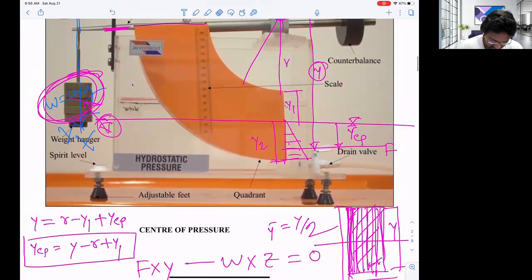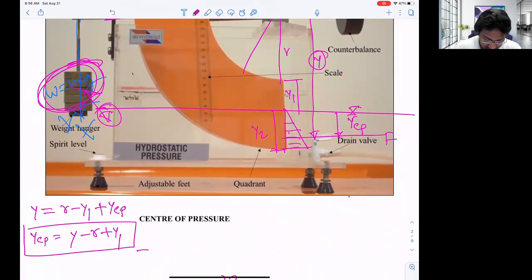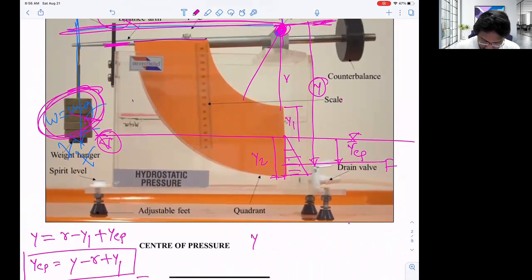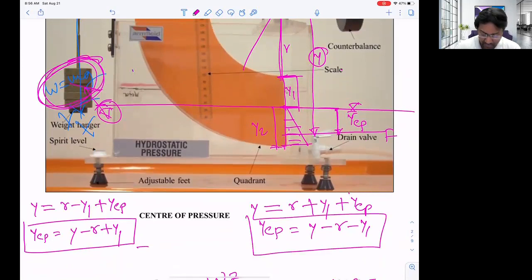Let me use similar logic here. When the system is partially submerged, y equals, we can move from this one to this one, r, and now we are here. We can go from this point to the water surface, plus y1, and now we need to go up to YCP. So YCP is equal to y minus r minus y1. When the system is partially submerged, we can use this formula to calculate YCP, and if it is fully submerged, we can use the other formula to calculate YCP.